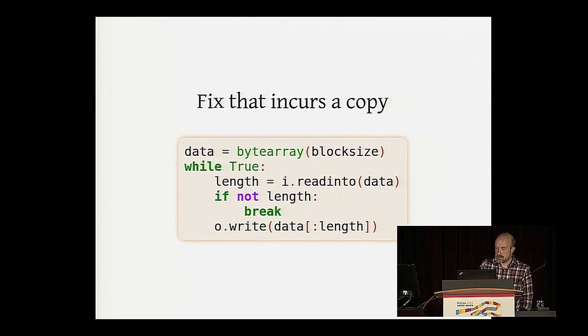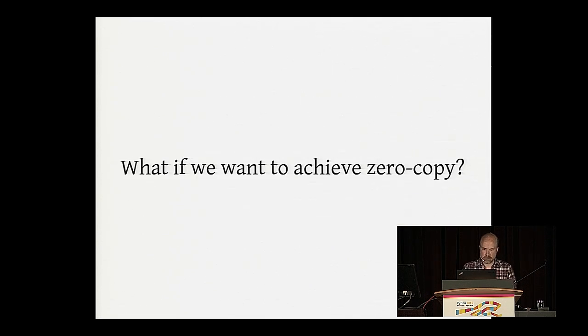One fix is to simply use slicing, to get that byte array called data and take from it to write each time the slice that is length long. So if I get a full-sized block, I'm writing out all of the data. But if I get only half a block at the end of the file, I only write that last half block out from the initial part of my byte array.